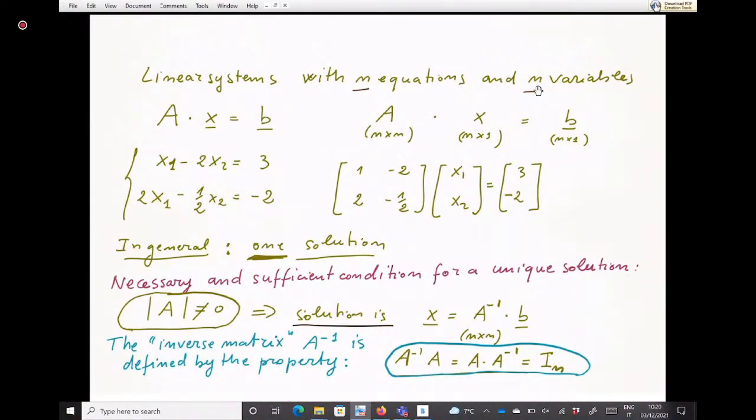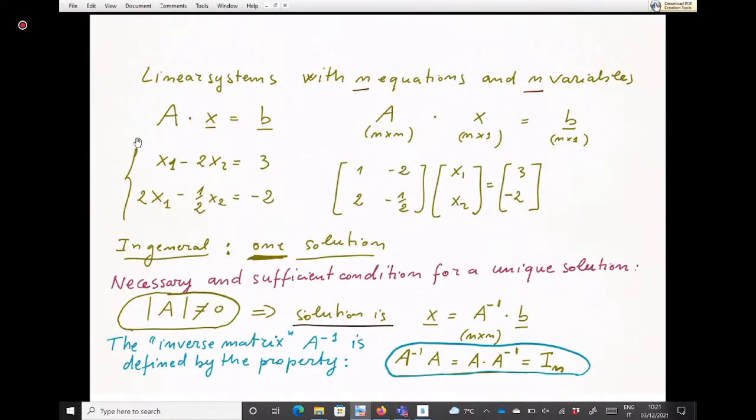We focus on square linear systems. The matrix of the coefficients has n by n dimension. It has n rows, n columns. This is a familiar algebraic linear system. We can rewrite this system as the product of the matrix of the coefficients times the vector x1, x2, okay?